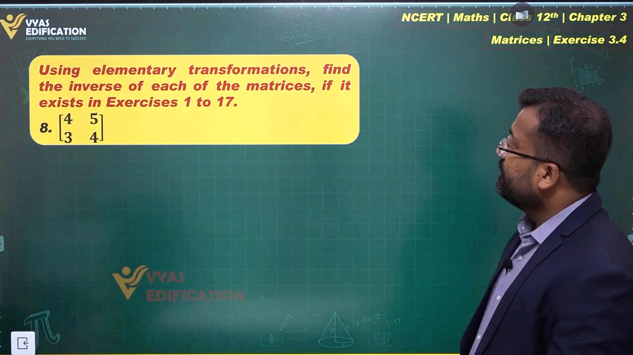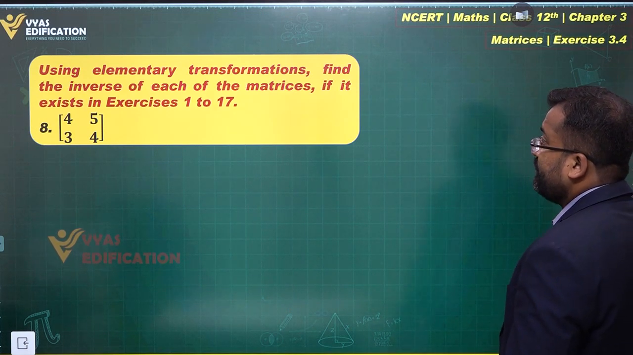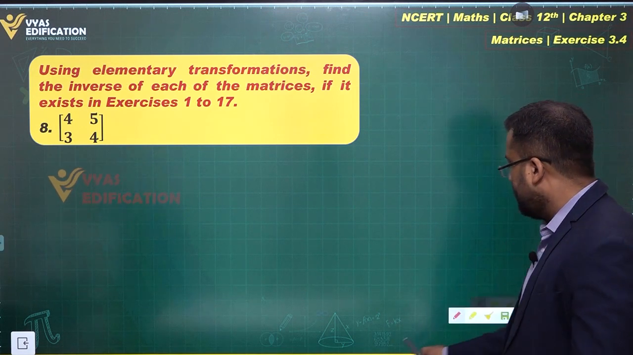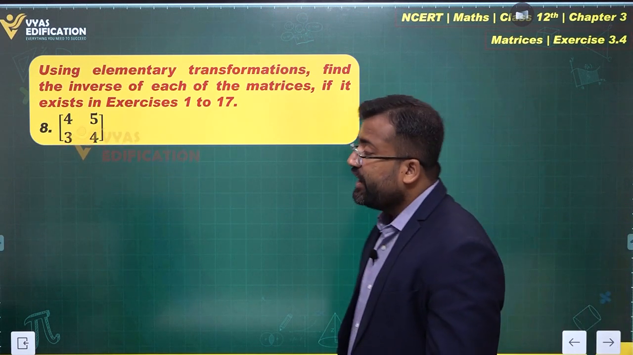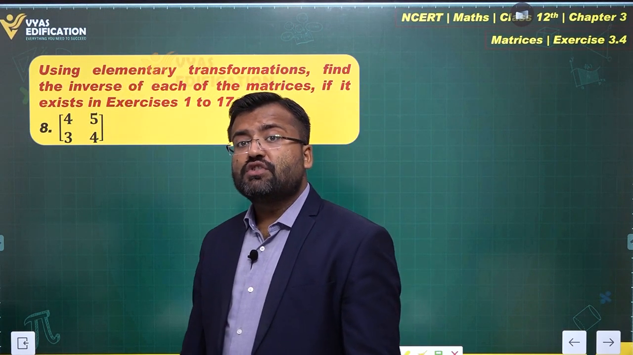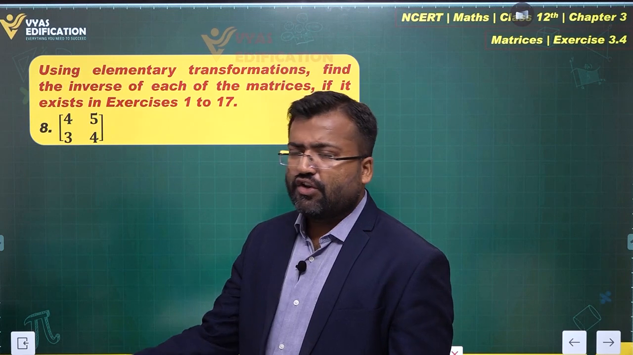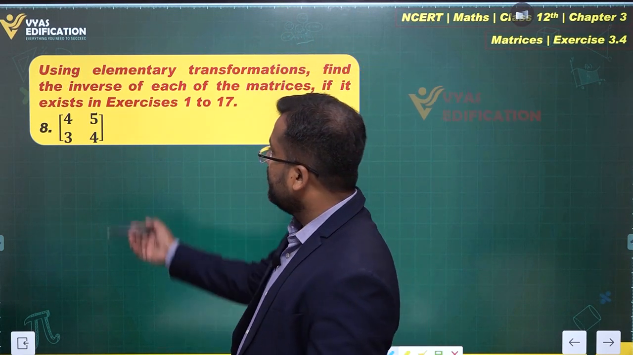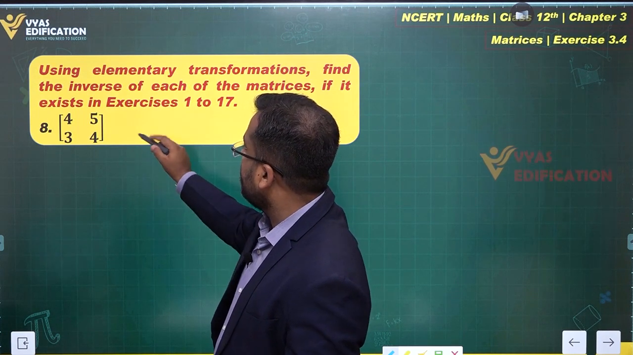Let's take a look at this question. We are supposed to find the inverse of this matrix using elementary transformations. And what kind of a transformation would you like to use? We'll use row or column. We have been using alternate transformations, and initially we had also discussed the process of row and column transformation. So for this particular matrix, we'll use column transformations.